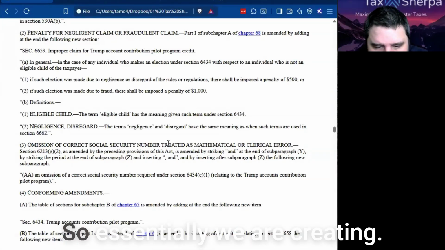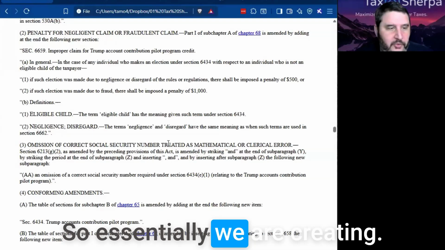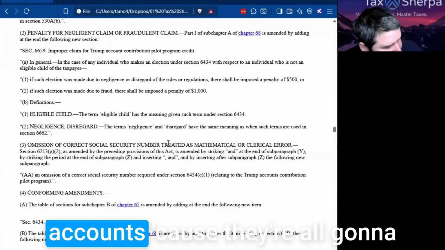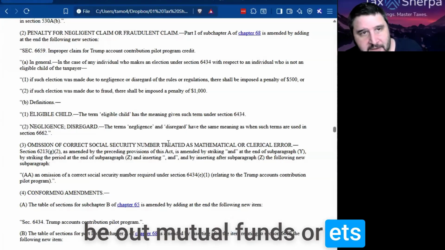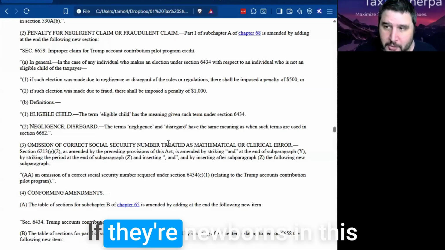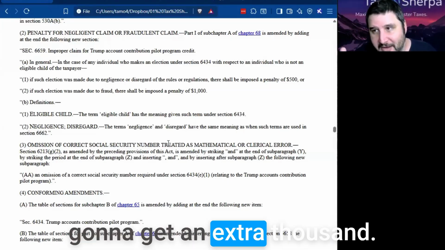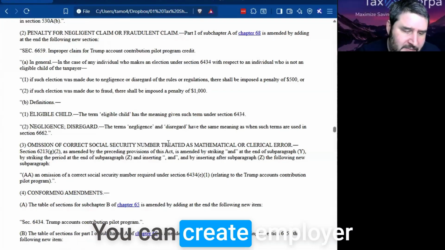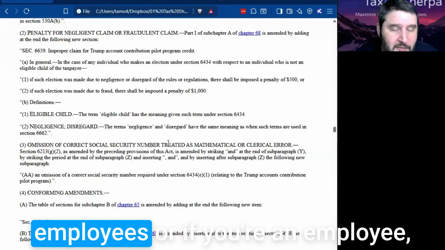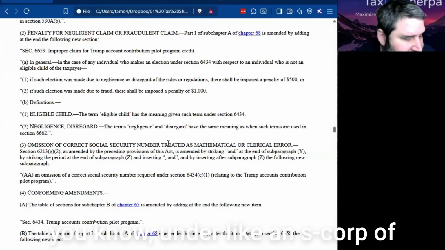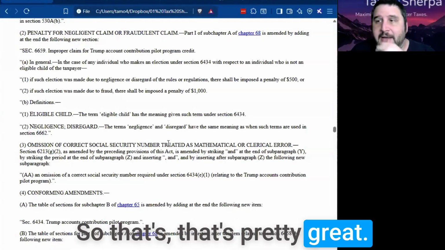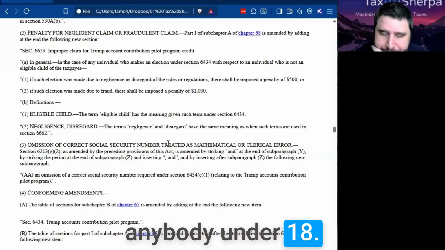So essentially, we are creating small stock market investment accounts because they're all going to be either mutual funds or ETFs. They're going to be able to be funded up to $5,000 a year. If they're newborns in this 4-year period, they're going to need an extra $1,000. You can create employer contributions, which is really powerful for people who have employees, or if you're an employee of your own S corp, so that's pretty great. They can be open for anybody under 18.